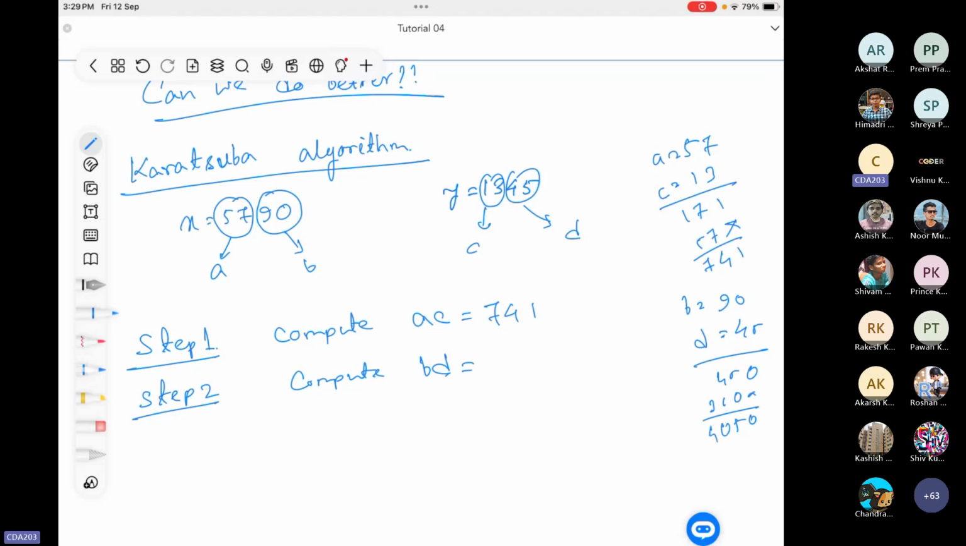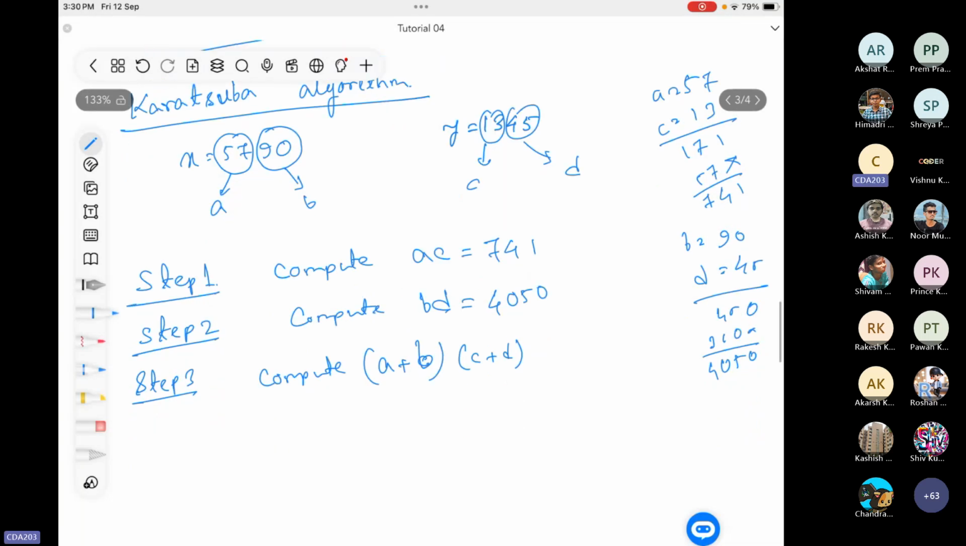04, 4050. Okay, step 3 is that we compute (A plus B) into (C plus D). So A plus B means 57 plus 30, that is 10, 60, 70, into here C and D.